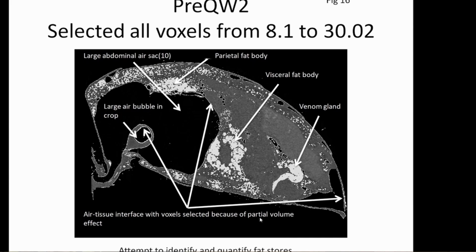parietal partial volume effect, because these are voxels or pixels that are partly picking up the attenuation of air, which is low, and partially picking up the attenuation of the surround. And so this is giving, if you like, a small false positive. We were also getting a small false positive because this was air in the crop and not anywhere else. But we were very pleased with this.